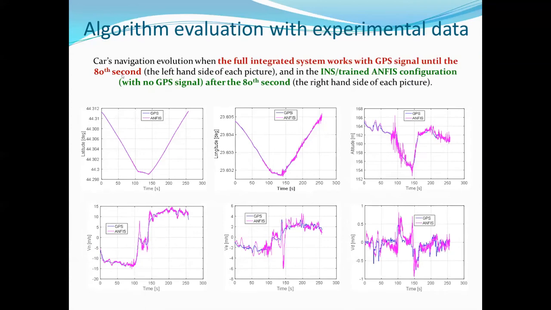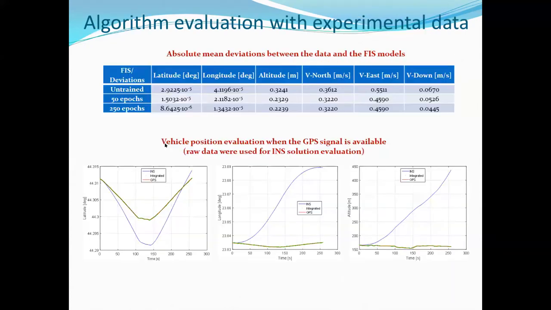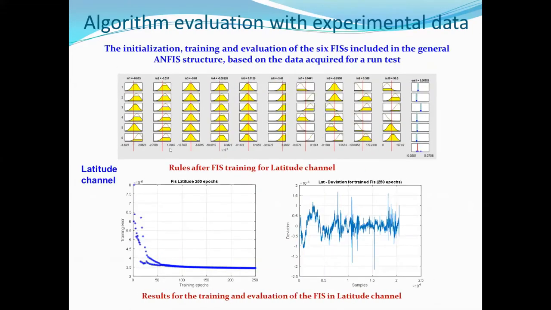Here we have an evaluation of our system. You see GPS and ANFIS data, which work until 80 seconds. So until here, we have available GPS, and starting from this point, we made data fusion between INS and the already trained ANFIS. Actually, we cut the GPS signal in the integration scheme when we made the simulation.